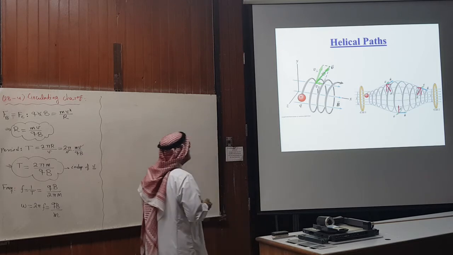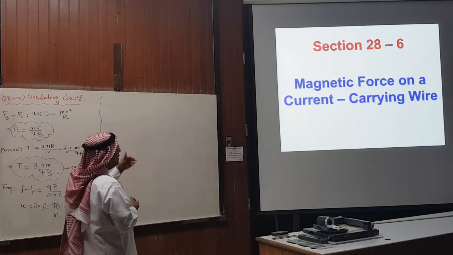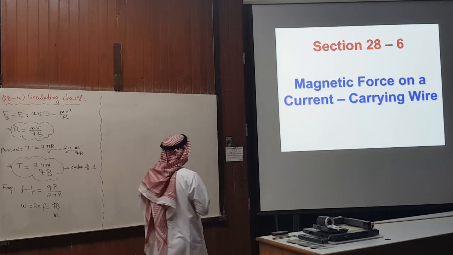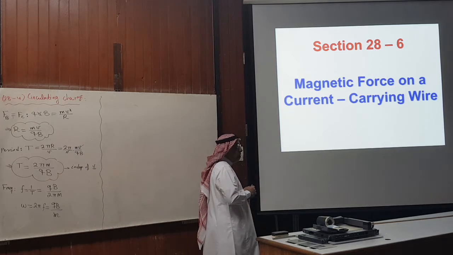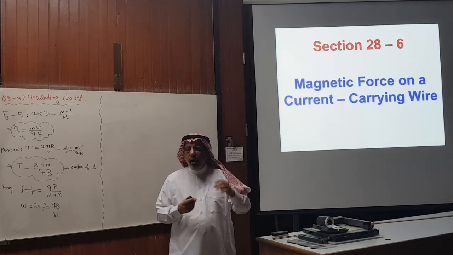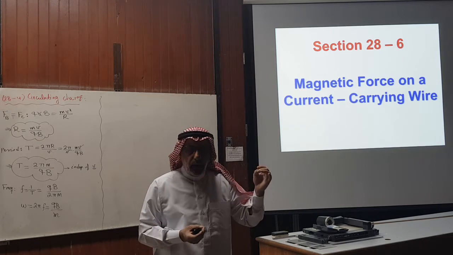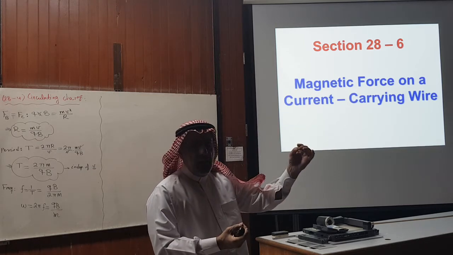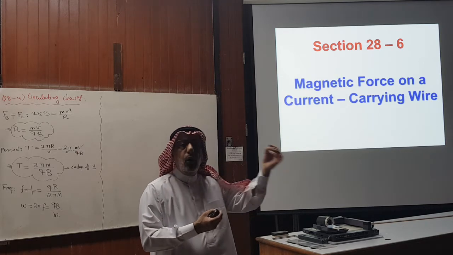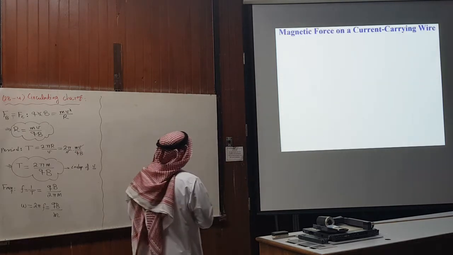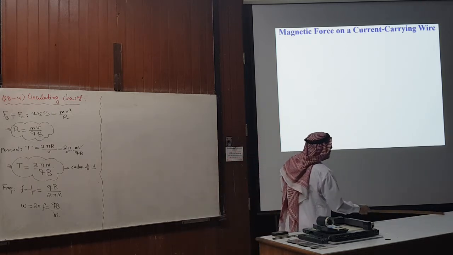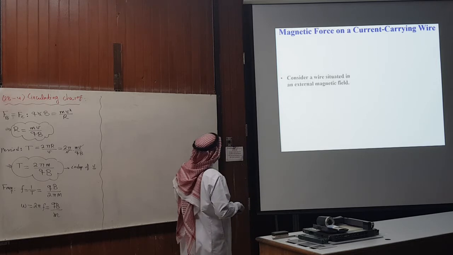Next, we move to the second topic we have today, which is section 28.6, and that is the magnetic force on a current carrying wire. Okay, so to understand what we are doing here, we have a wire carrying a current, and we place it in an external magnetic field. What force will be exerted by the field on the wire? So let's first introduce the concept, and then go into the details of calculation of the force.